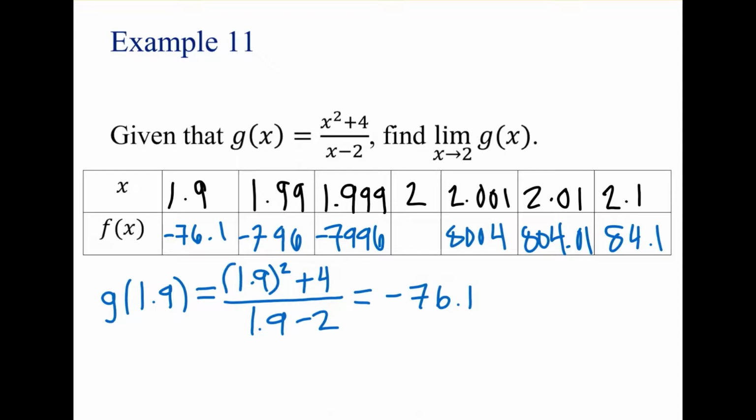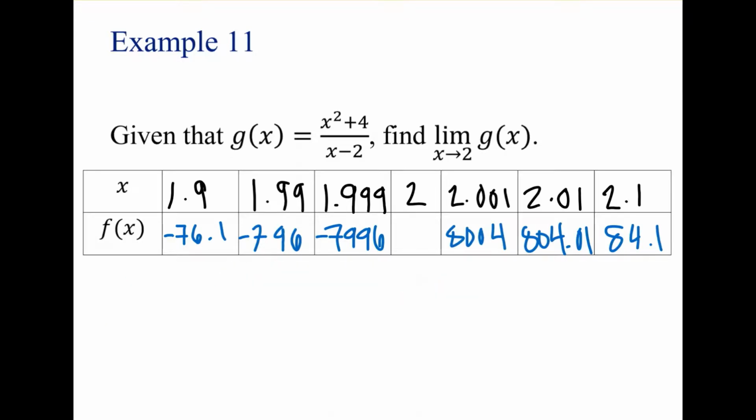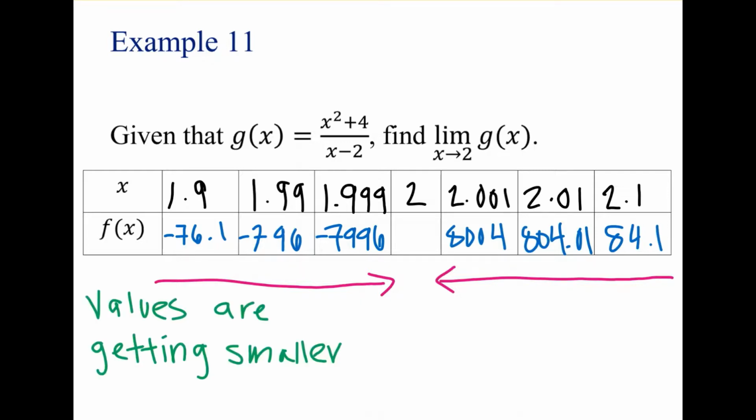Now let's interpret the values on the table. When computing limits using a table, you want to see what the behavior is of the function values as x gets close to 2. So we look at the behavior to the left of 2, and we look at the behavior to the right of 2. As we approach 2 from the left, what's happening? We have negative 76, negative 796, negative 7,996. These values are getting smaller and smaller. And as we approach 2 from the right, we have 84.1, 804.01, 8,004. These values are getting larger and larger.